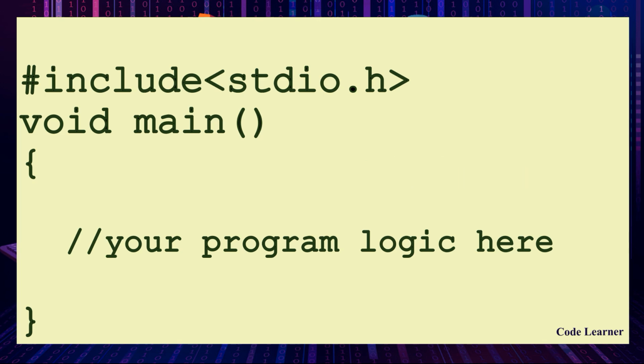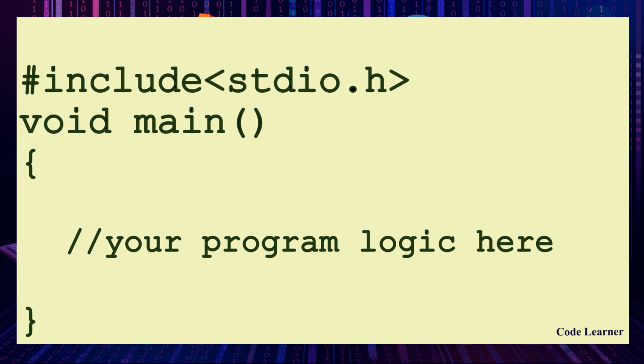Here void means the return type of that function. After completing the execution of that function, what type of value should be returned is specified at the beginning. That's why we have given it as void: nothing is returned. Then main is the function name. Then we have to give the parentheses. So this is the structure of defining a function.